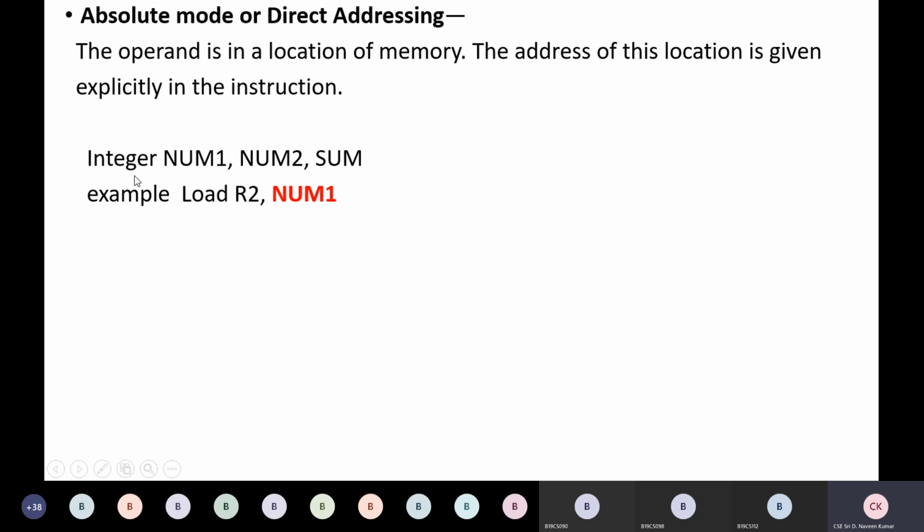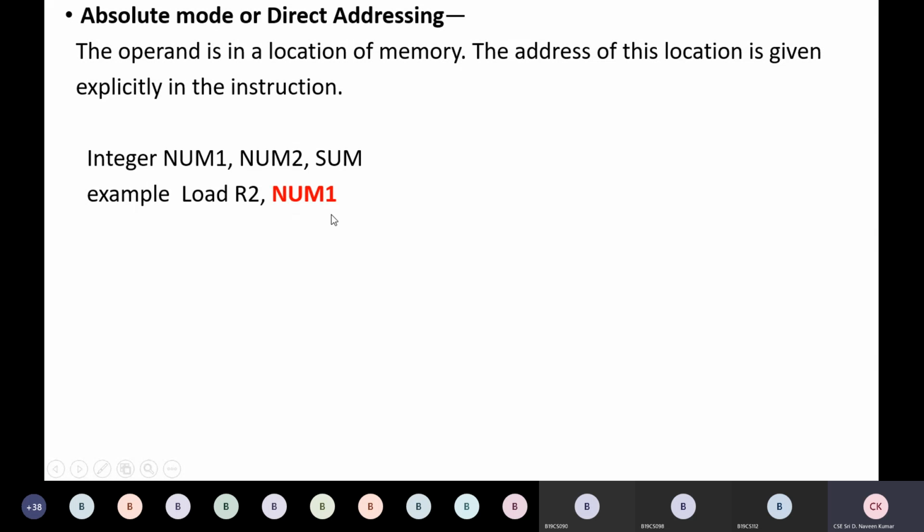For example, name1, name2 are operands. This is an example instruction: Load R2, name1. The one in red is following absolute mode, or direct addressing. Remember, only the one in red follows this mode. R2 is not this mode; it follows some other register mode. In the previous example too, only the 200 in red followed that addressing mode. So here also only name1 follows absolute mode, or direct addressing mode.